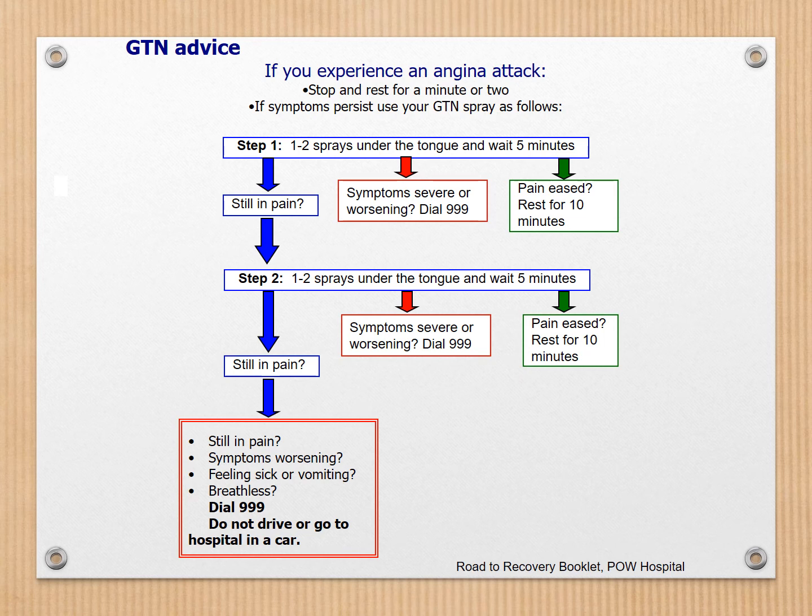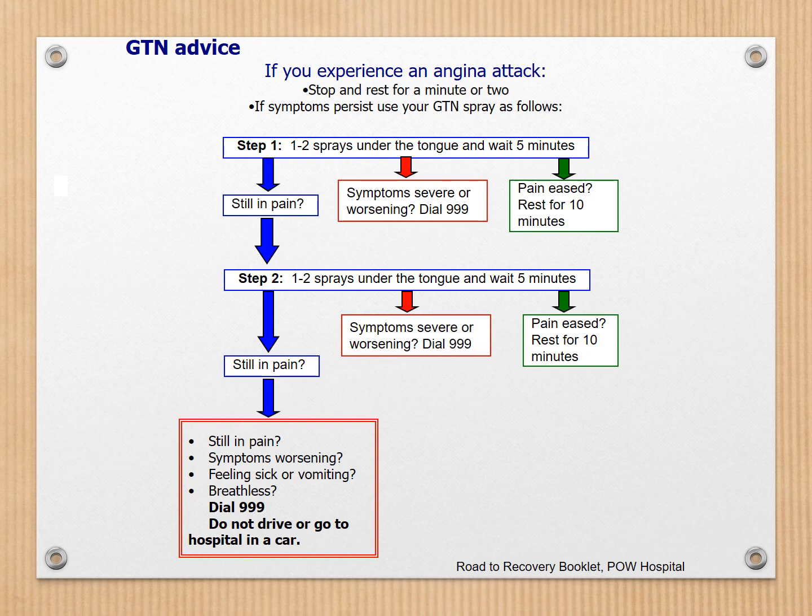Do not ignore this. If you experience pain or discomfort that you feel is coming from your heart, please take a seat and rest. If this does not subside after a minute or two, then use your GTN spray or tablets as follows. For this example, we talk about using the GTN spray. Step 1. Spray 1 to 2 puffs under the tongue and wait 5 minutes. If your symptoms become severe or worsen during this time, dial 999.